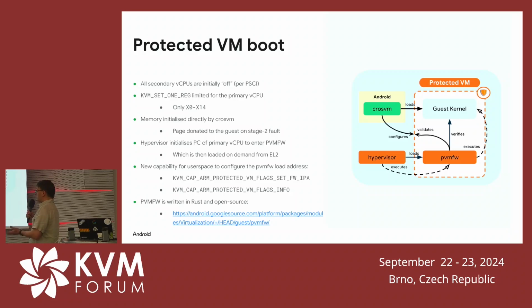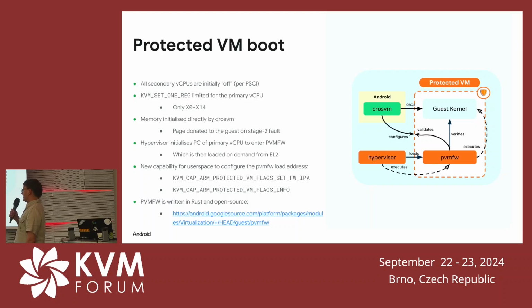So we have a primary vCPU. The set one reg interface is limited. You can set some of the registers. We allow X0 to X14 to be set, for example, in case you want to pass some sort of parameters to the firmware. But the others are reset to poison, or I think probably 0, by the hypervisor.